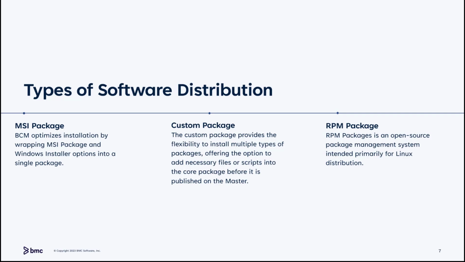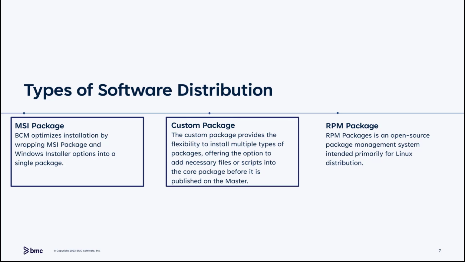BMC Client Management Packager streamlines installation by wrapping MSI packages and Windows installer options into a single package for easy deployment. The custom package provides the flexibility to install multiple types of packages, offering the option to add necessary files or scripts into the core package before it is published on the master. RPM package is an open source package management system intended primarily for Linux distribution. In BCM, it is specifically used for managing software deployment on Linux systems.